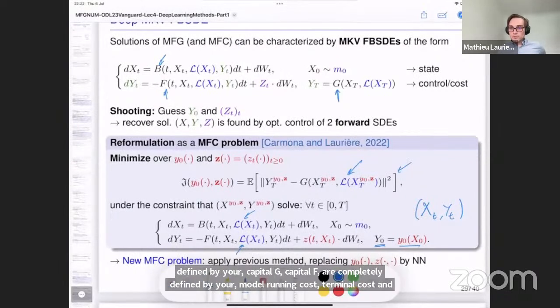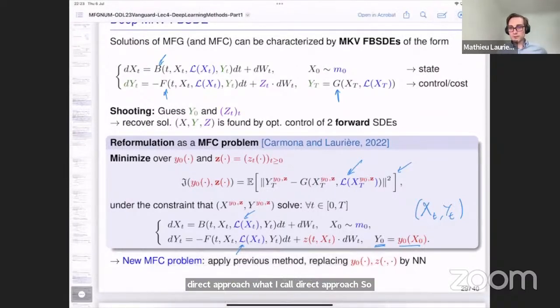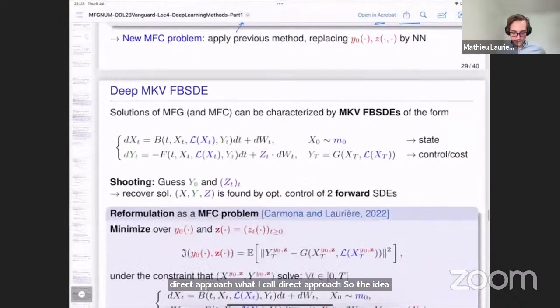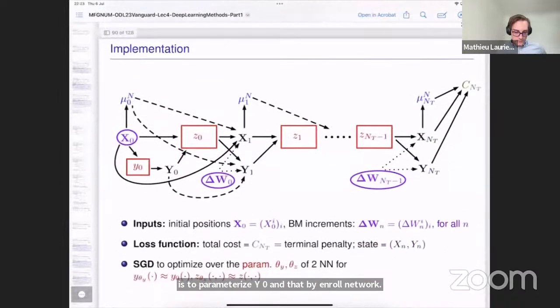Okay, so this is an optimal control problem, but it is of mean field type because you have the law of X, right? So it is a mean field control problem. And for this one, you can use the method I described before, what I call the direct approach. So the idea is to parameterize Y_0 and Z by a neural network. Okay, so this is a summary. What is in red is a neural network.